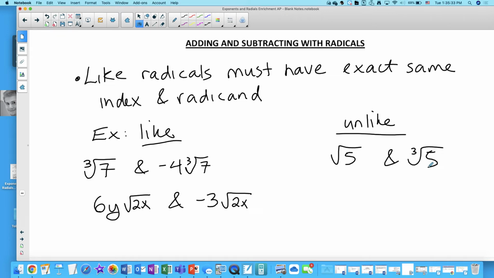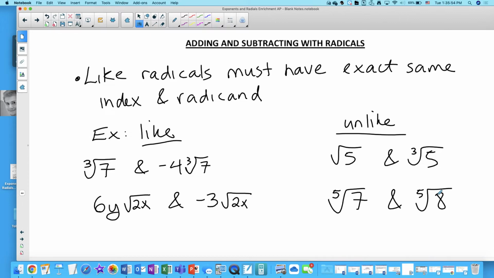The other one is something like the 5th root of 7 and the 5th root of 8. Again, there's more of a stark difference here because the actual big numbers, the radicands, are different. So they can have the same index but different radicands. They're not considered like radicals.